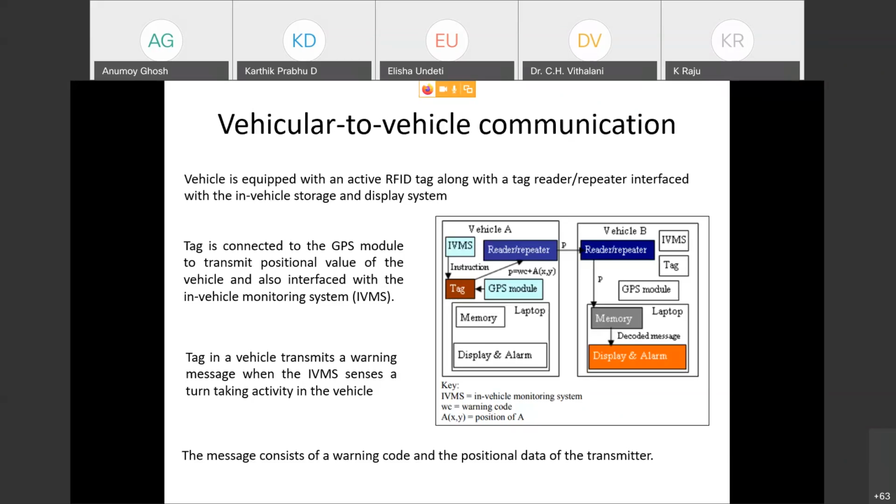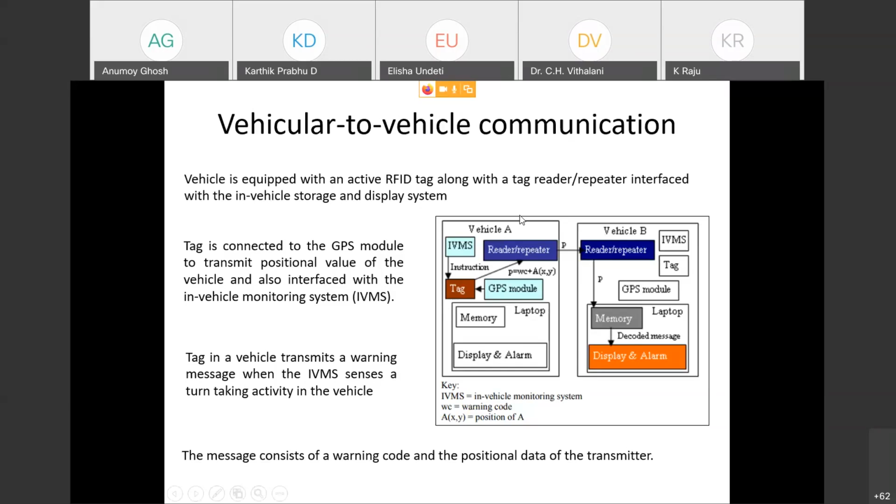So this IVMS is nothing but a system of sensors. Various sensors are connected to various points of the wheels and the throttle and so on. Whenever there will be a turn, the sensor which is put at the axle will be giving out information to the tag that a turn will be taken. If you want to hit a brake, then the sensor at the brake will be giving out information that the brake will be pushed, and accordingly this warning code will be generated.